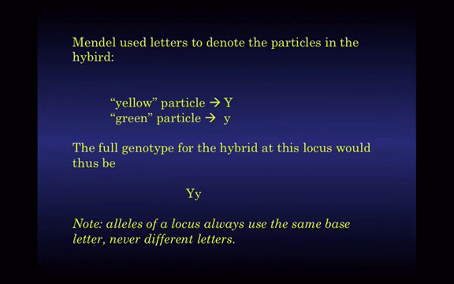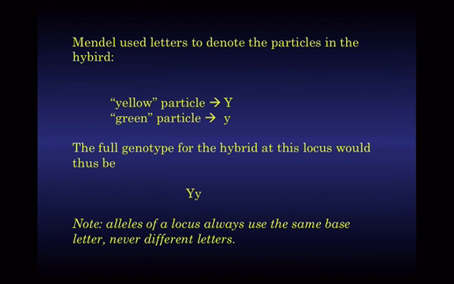So Mendel used letters to denote the different particles in the hybrid. Let's just call the yellow particle capital Y and the green particle a lowercase y. The full genotype for the hybrid, if this is in the F1, would be big Y, little y.